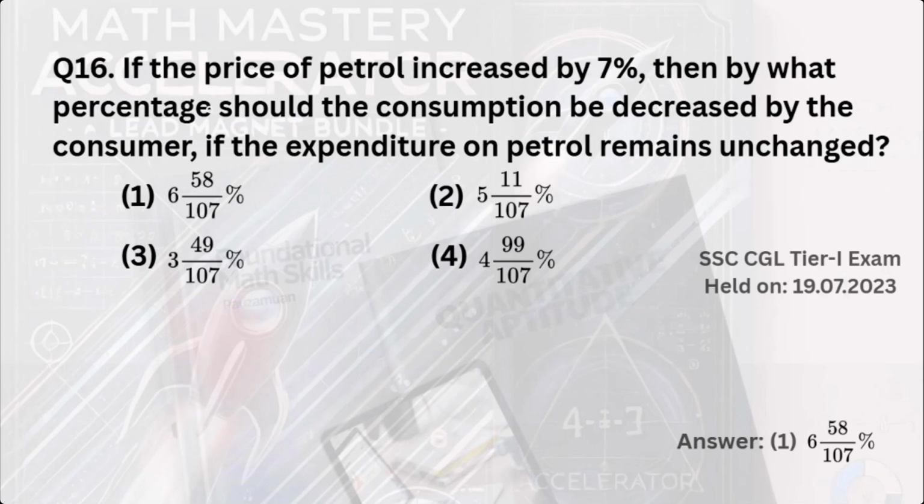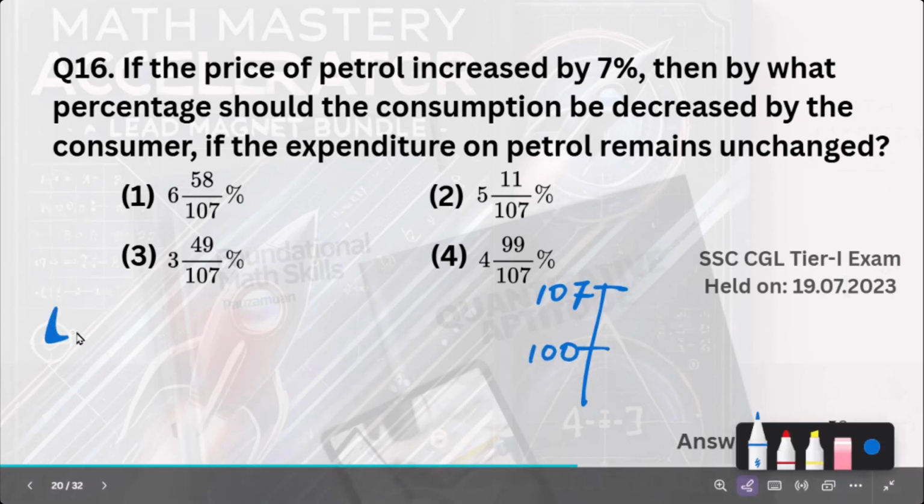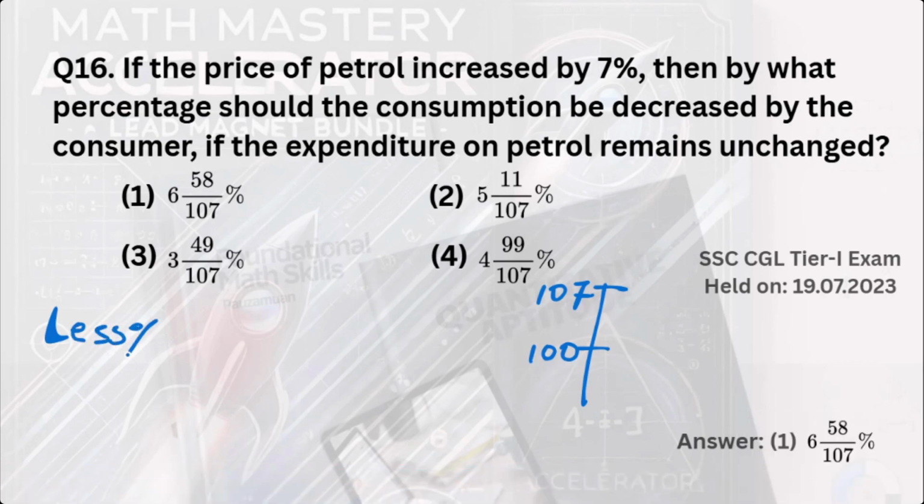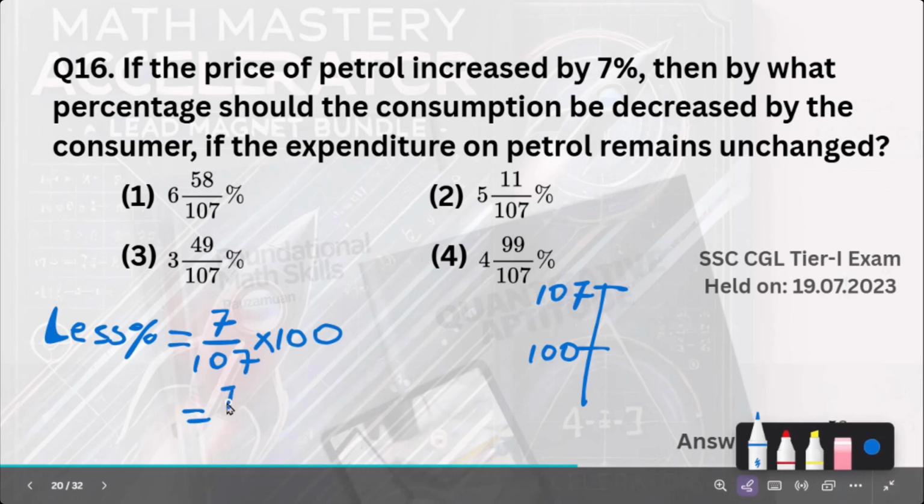Question number 16. If the price of petrol increased by 7%, then by what percentage should the consumption be decreased by the customer? 7% increase, 100 plus 7, 107 from 100. We can cancel. We have to find less percent. 107 minus 100 is 7, divided by 107, into 100. This is 700 divided by 107.